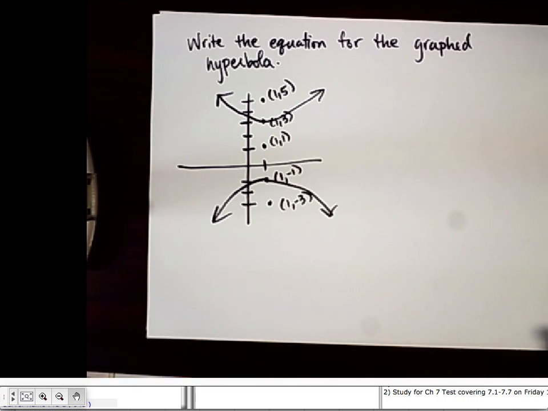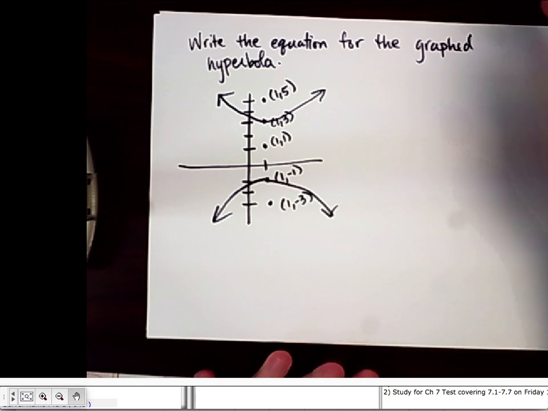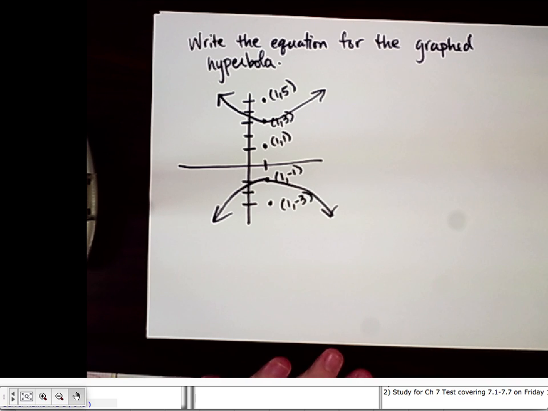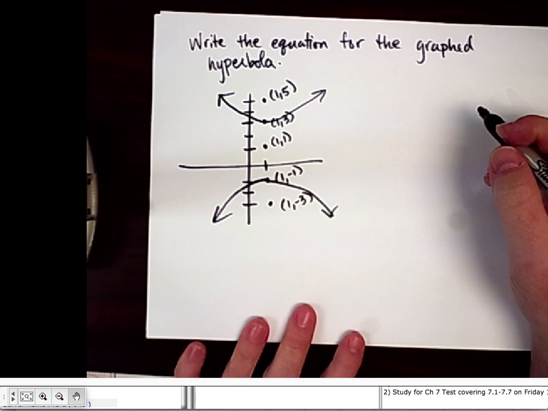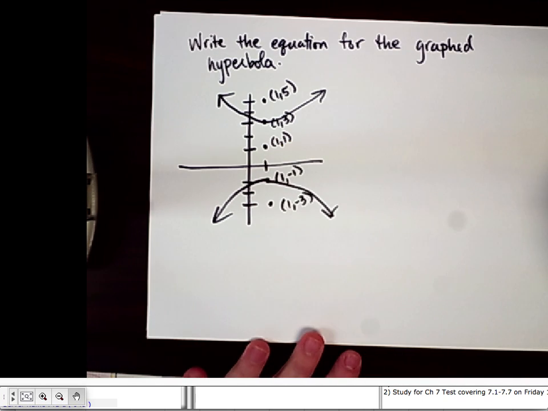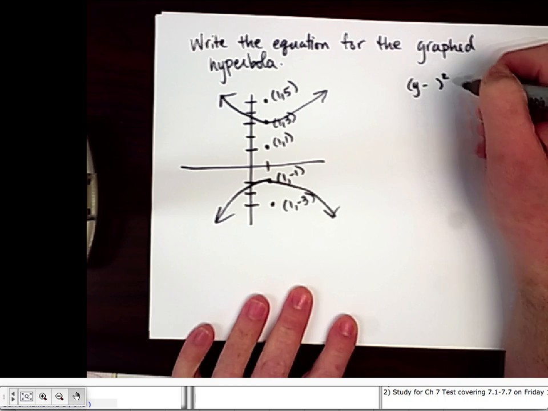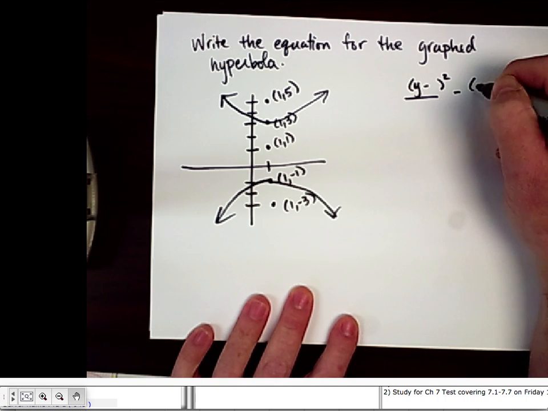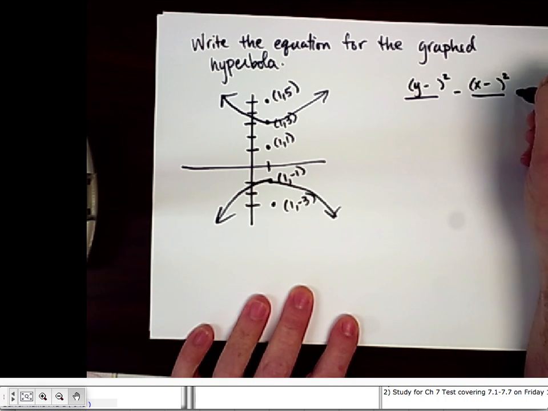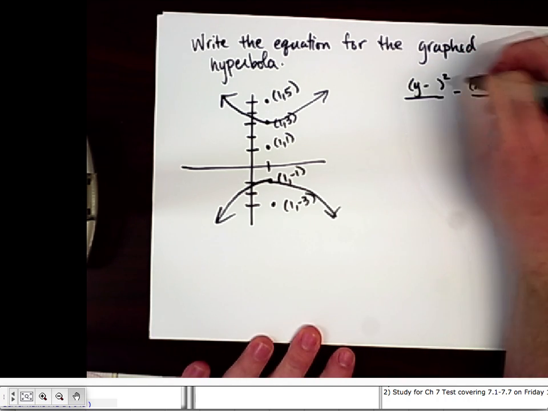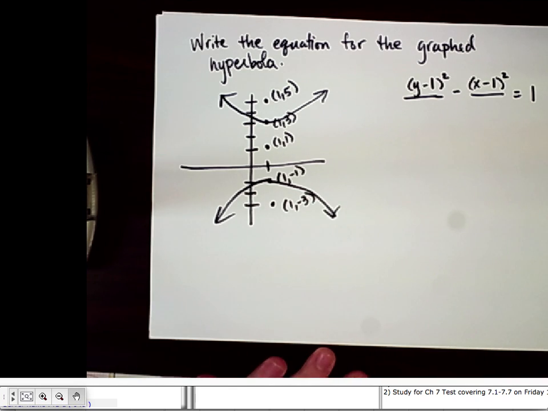So you kind of do it in reverse, or backwards from the same order, but you're finding out things in the way you would graph them before. The first thing we graphed was the center. Also, which is going to be positive, x or y? Y, because it opens up and down. So we're going to have y minus something squared minus x minus something squared equals 1, right? Well, the center is at 1, 1, so it's x minus 1, y minus 1, right?